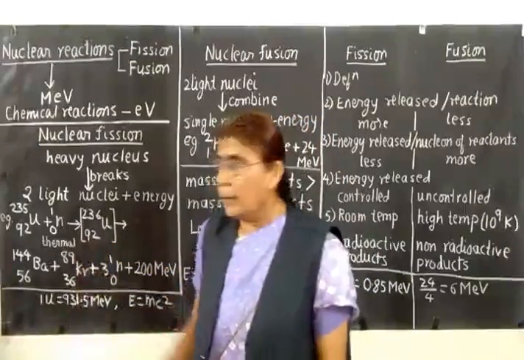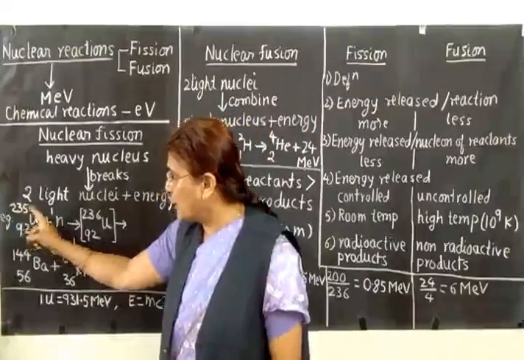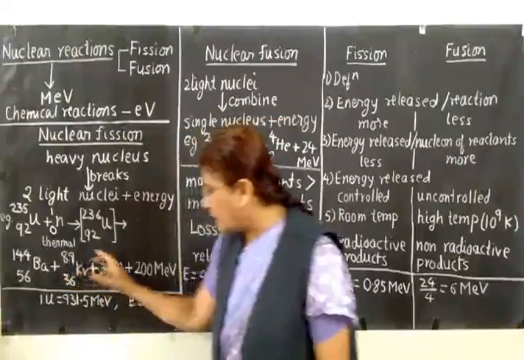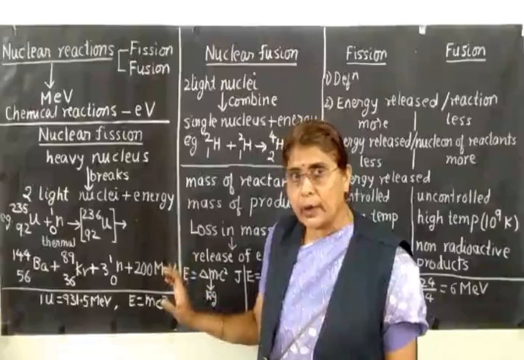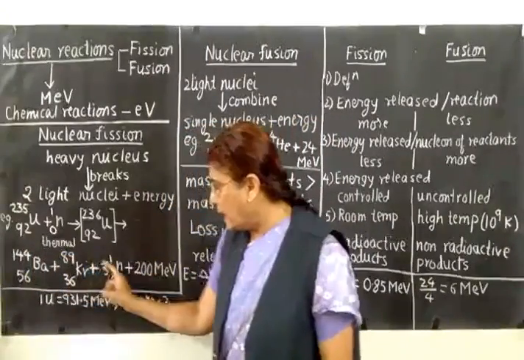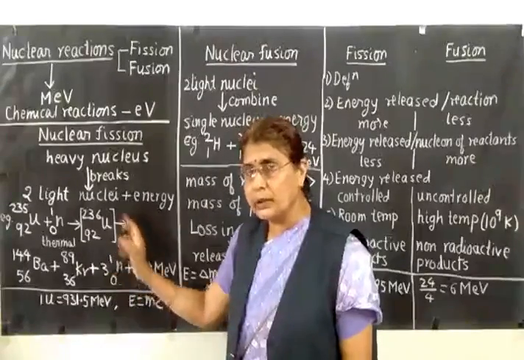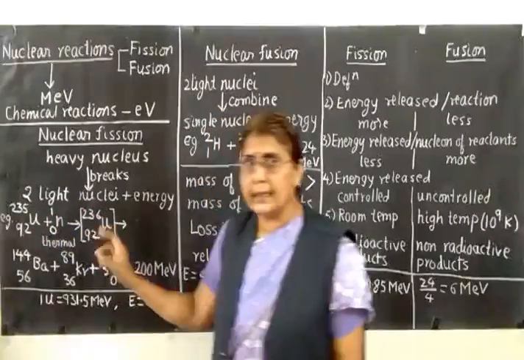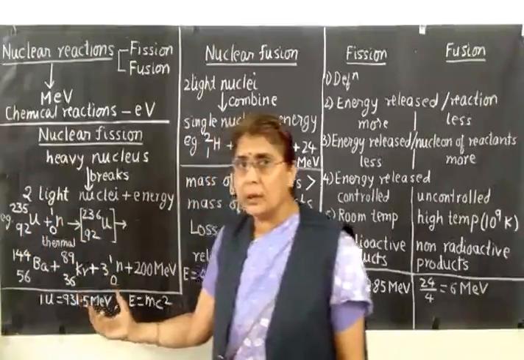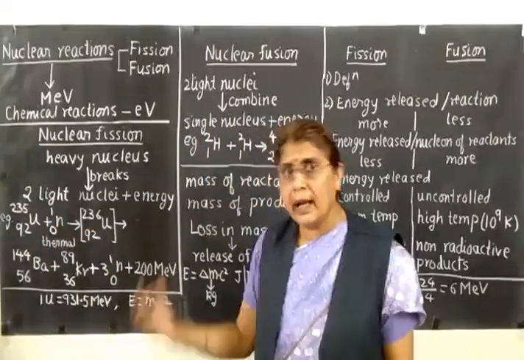For the mass number, 235 plus 1 is 236. Then if you add the mass numbers of the products, you should also get 236, that is 144 plus 89 plus 3, because 3 into 1. So the sum should again be 236. Similarly, the atomic number on the left hand side should be equal to the sum of the atomic numbers on the right hand side.